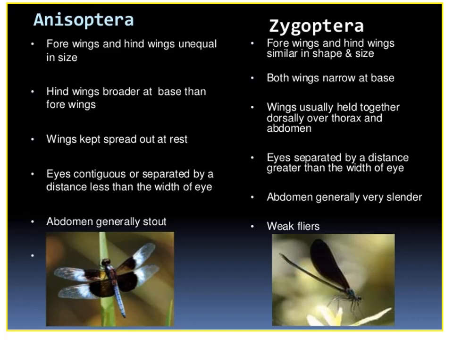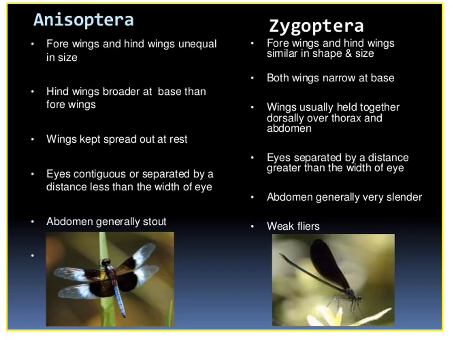But here you will see the base of the forewing and hind wing in case of the damselfly is almost the same in width. So the forewing and hind wing are similar in shape and size here, but in case of the anisopterans, they are unequal in shape and size.